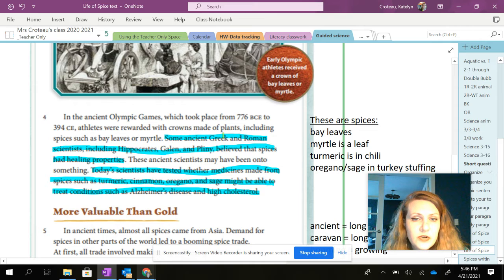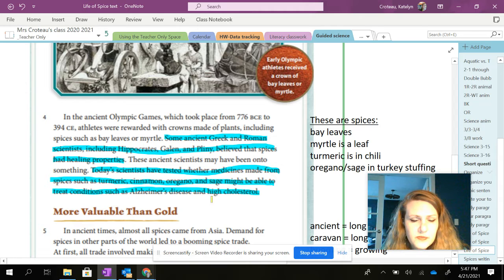Some ancient Greek and Roman scientists, including Hippocrates, Galen, and Pliny, believed that spices had healing properties. These ancient scientists might have been onto something. Today, scientists have tested whether medicines made from spices, such as turmeric, cinnamon, oregano, and sage, might be able to treat conditions such as Alzheimer's disease and high cholesterol. So this is modern day here, and it's still kind of a use.